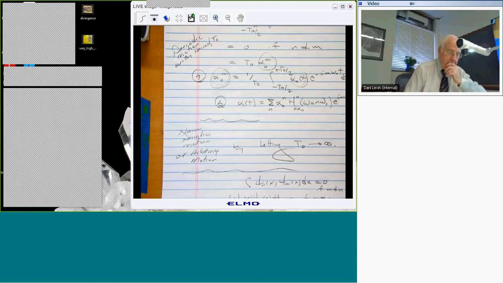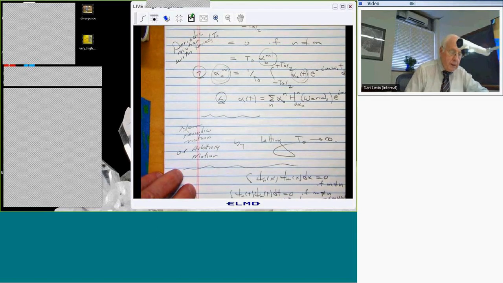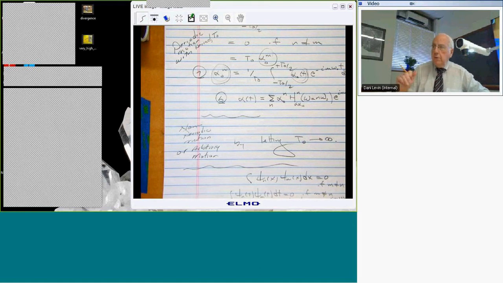So what do we want to do next? Well, what we want to do is take the limit of equations 5, 6, and 7 as T naught goes to infinity. Before I do that, let's see if there are other questions. Other questions here in Durham? No? Stockholm, do you have any questions? We're about to take this limit, but before we do that, any questions from Stockholm?